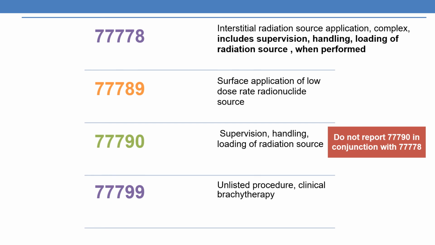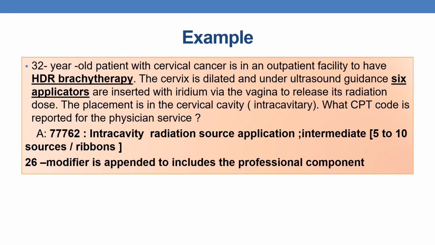Let us discuss one example. Coming to the example, 32 years old patient with cervical cancer is in outpatient facility to have HDR brachytherapy. Here the cervix is dilated and under ultrasound guidance 6 applicators, which are nothing but sources or ribbons, are inserted with iridium via vagina to release its radiation dose. The placement is in the cervical cavity. So it is nothing but intracavitary. The brachytherapy type is intracavitary.